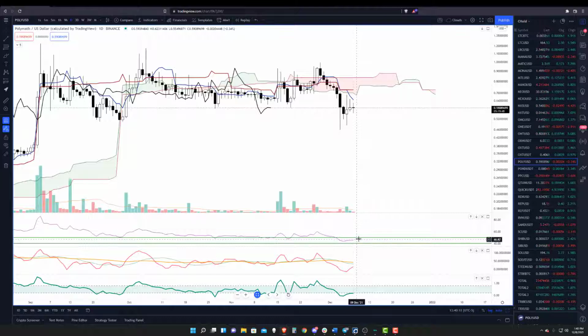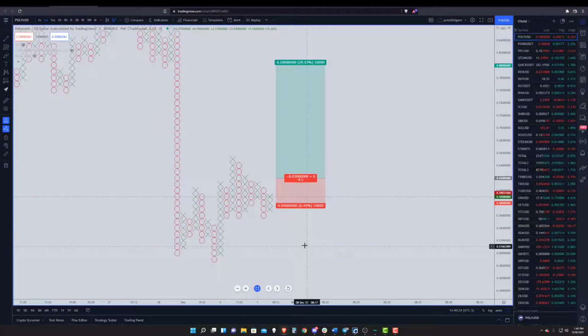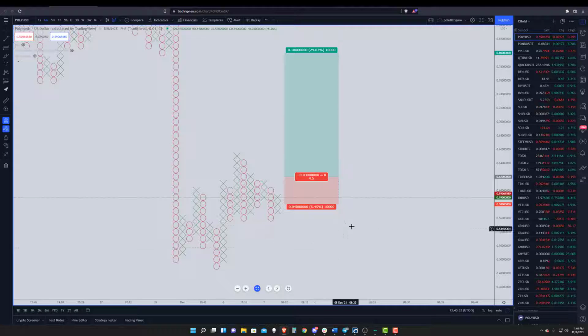I mean, it's in between the two levels on the RSI, in a bear market or bull market in the RSI at 50 and 40. So that's good. But I think you get a pretty good idea of what might happen on this chart if you look at it from a point and figure perspective. So this is the 1 cent 3-box reversal chart for Polymath.